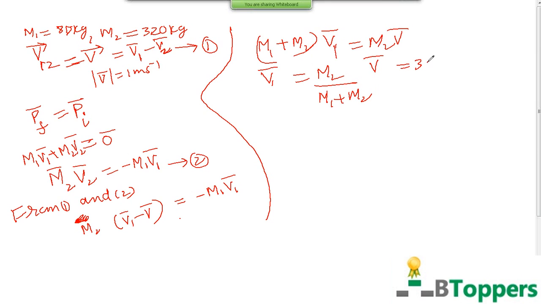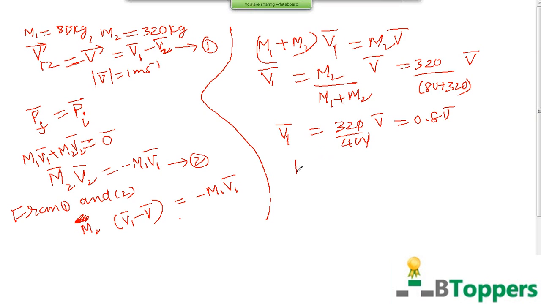Here M2 is 20 kg, M1 is 80 kg. So V1 bar you get 320 by 400 into V bar. So 0.8 into V bar. So that means V1 bar is in the direction of V bar. So mod of V1 bar, that is magnitude of velocity of the man relative to the ground, is 0.8 times the magnitude of V bar, that is 1 meter per second.